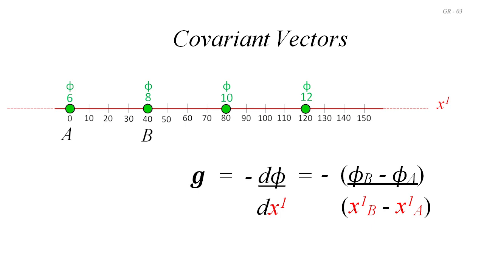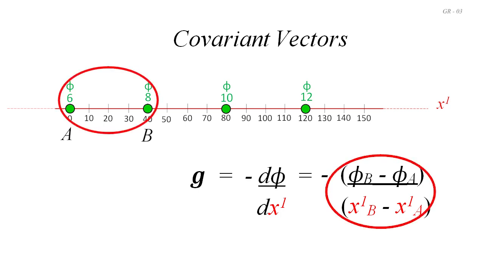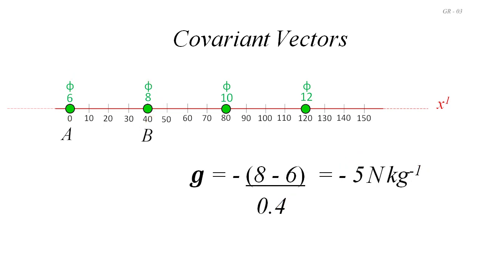We could have looked anywhere on this line to do the calculation of the field because the field is constant everywhere. And so with A and B, if the potential is in joules per kilogram and the scale is in centimetres, this bit tells us that the gravitational field g is the negative of 8 minus 6 divided by 0.4 metres, which is minus 5 Newton per kilogram, or minus 5 metres per second squared. Again, the minus sign means that the vector field points in the negative x1 direction. This is the measured value of the constant gravitational field everywhere in this space, as measured by this red measuring scale on the x1 dimension line.